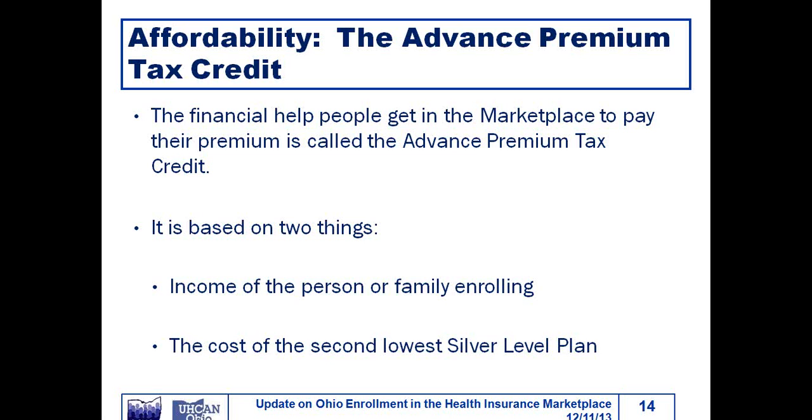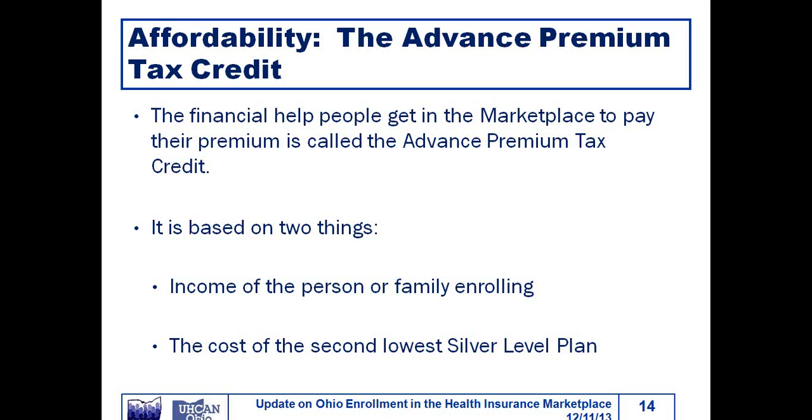So affordability. The Affordable Care Act requires people to have coverage, but only if you have access to affordable coverage. And the method for making insurance affordable to people is the advanced premium tax credit. And there's a reason why it's called an advanced premium tax credit. I'll explain that in a minute, but the premium tax credit is based on 2 things.